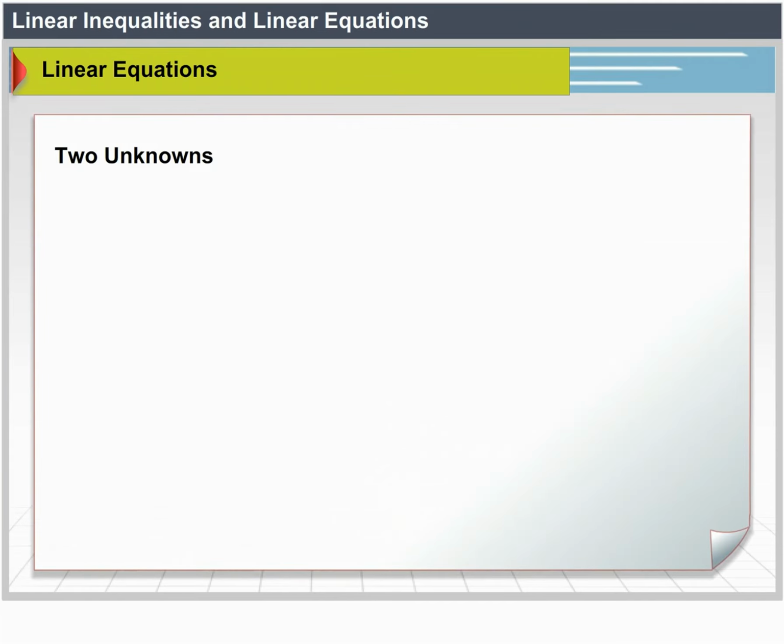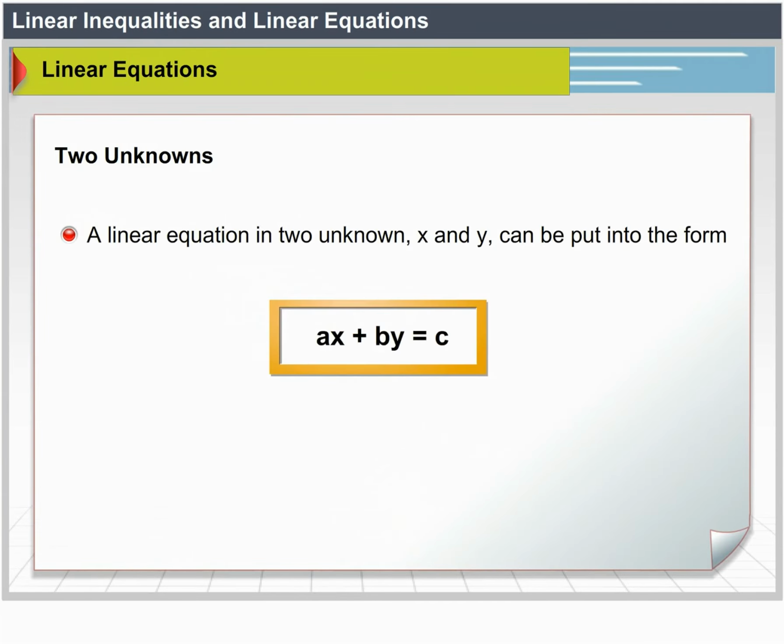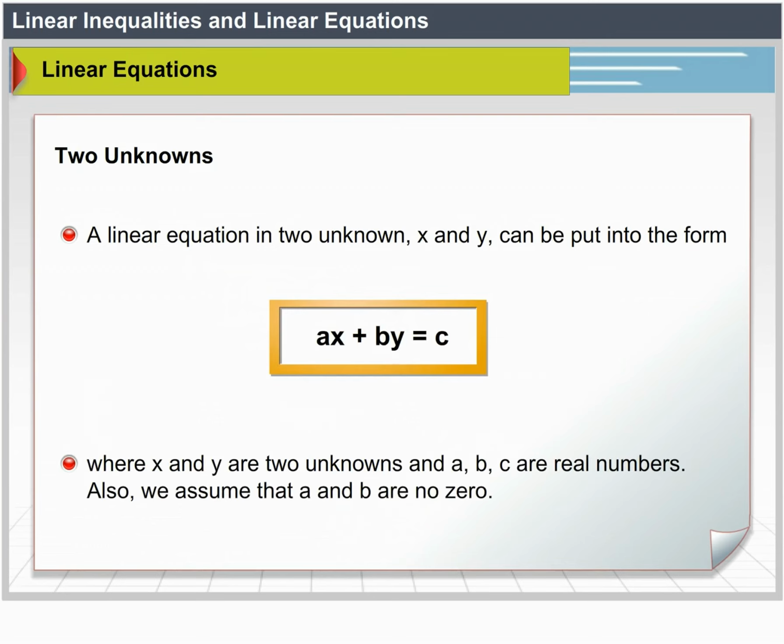Two unknowns. A linear equation in two unknowns x and y can be put into the form ax plus by equal to c, where x and y are two unknowns and a, b, c are real numbers. Also, we assume that a and b are non-zero.